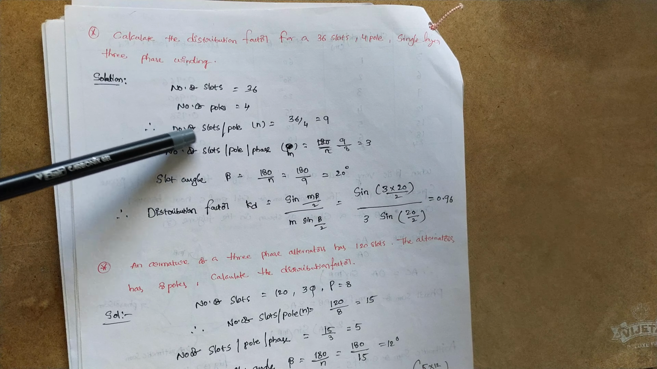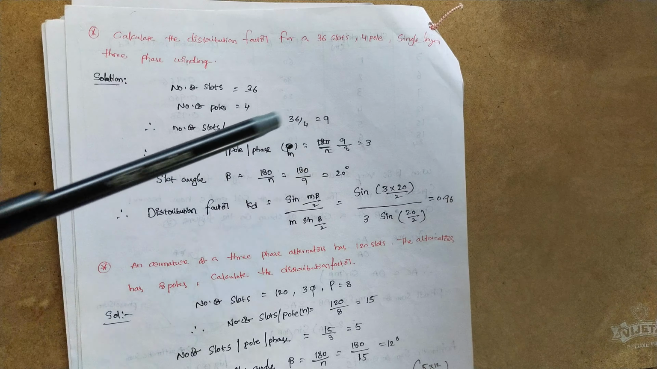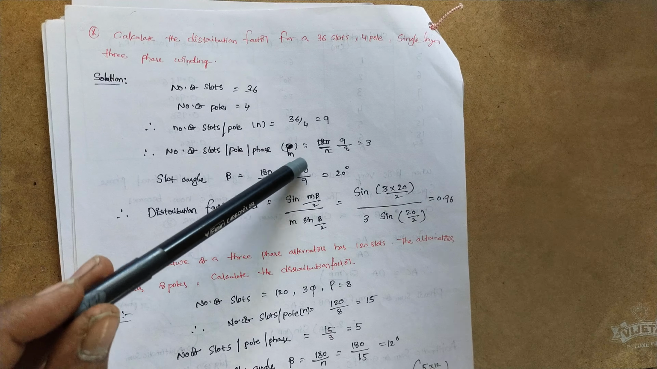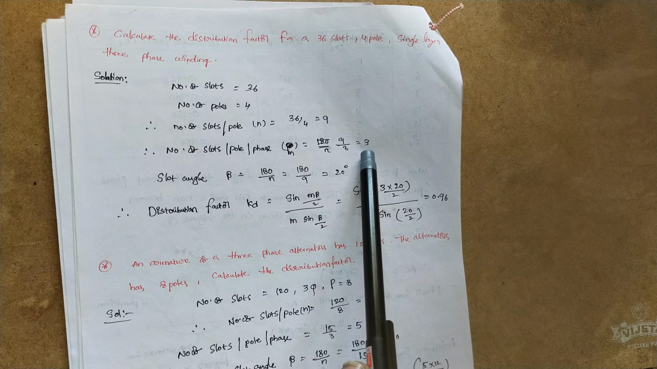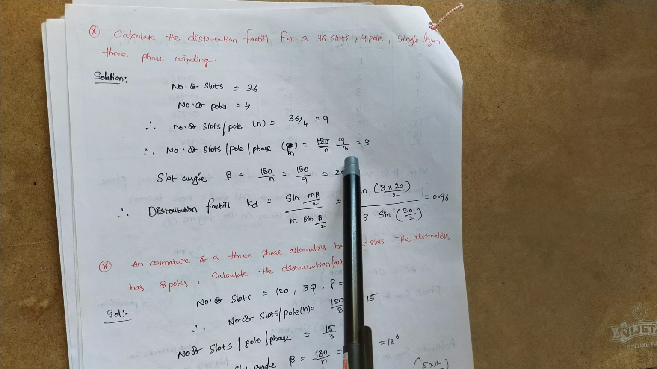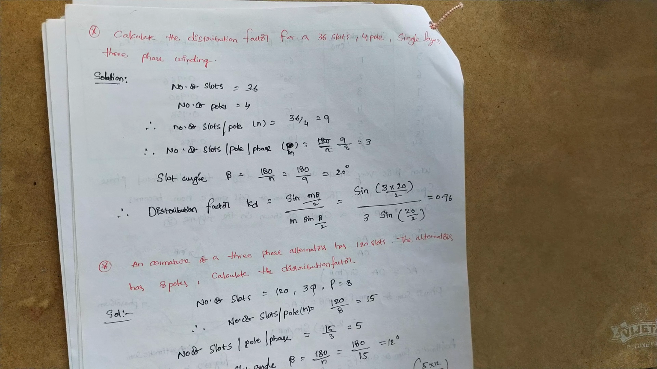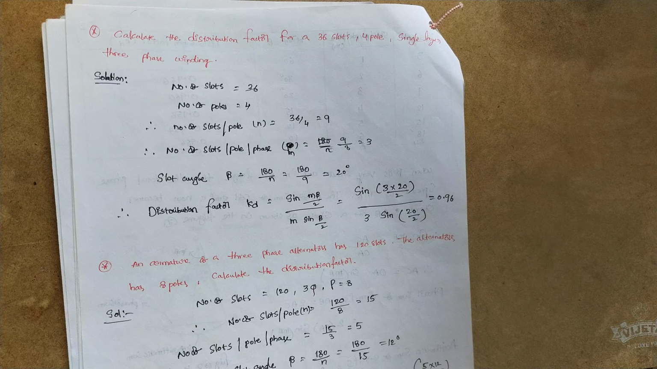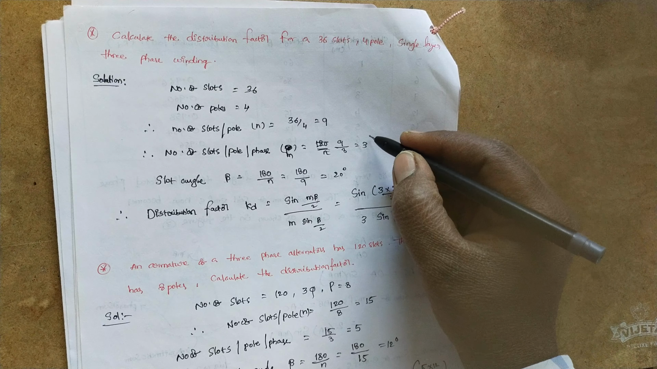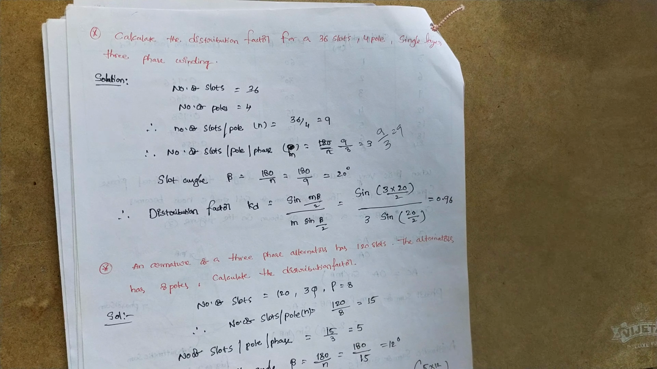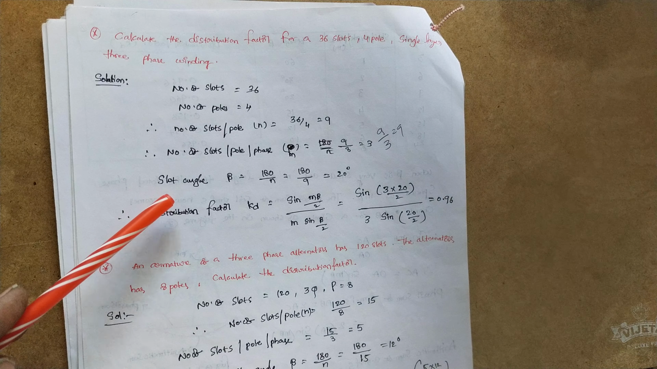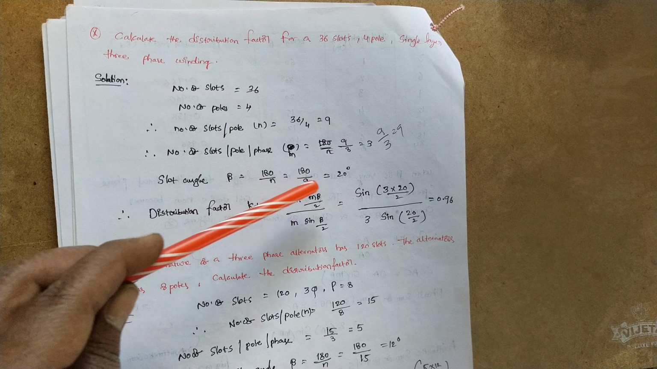Number of slots per pole is 36 by 4, it is 9. Number of slots per pole per phase we can calculate as 9 by 3, which is 3, since the number of phases is 3. Hence M is equal to 180 by... what is M? Number of slots per pole per phase. Now slot angle beta equal to 180 by N, we will calculate 20 degrees.